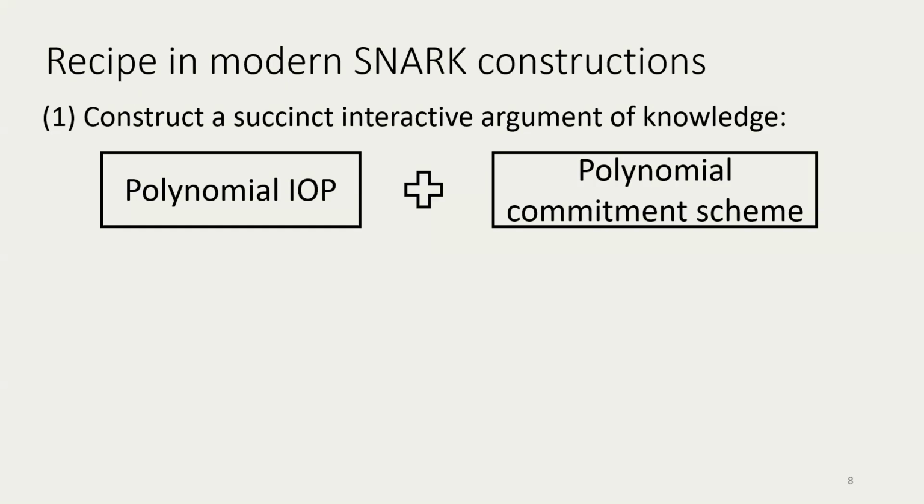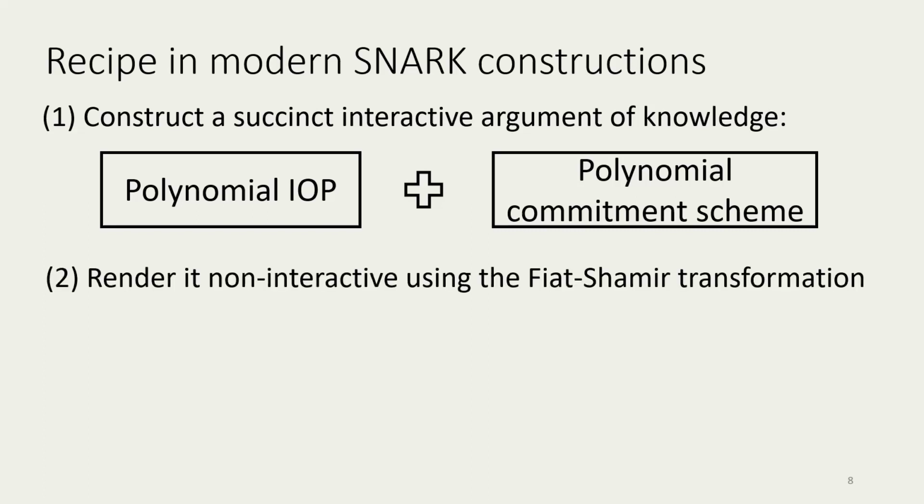At a very high level, modern SNARKs are constructed in 2 steps. First, they combine 2 primitives. One of them is a polynomial IOP, and the other is a polynomial commitment scheme. I'll describe what each of these mean, but at a very high level, they provide a succinct interactive argument of knowledge. And then this succinct interactive argument of knowledge is turned non-interactive through the Fiat-Shamir transformation, obtaining a SNARK.